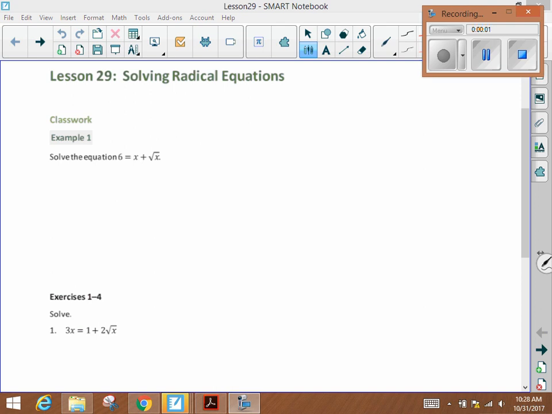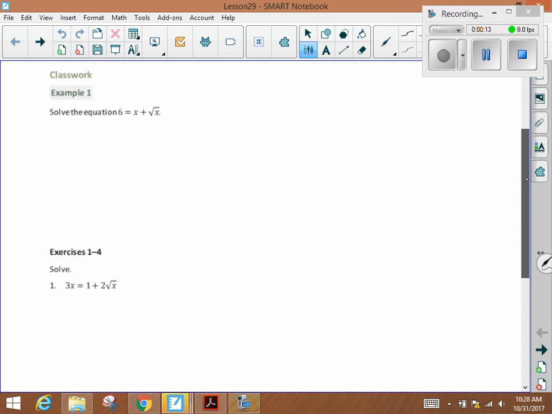Lesson 29, solving radical equations. So in lesson 28, we've already been doing this, but now we're going to do some that are much more complicated, that involve a little more algebra savvy skills. So here we go. How are we going to do this?